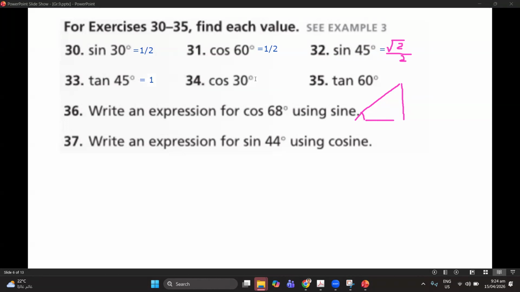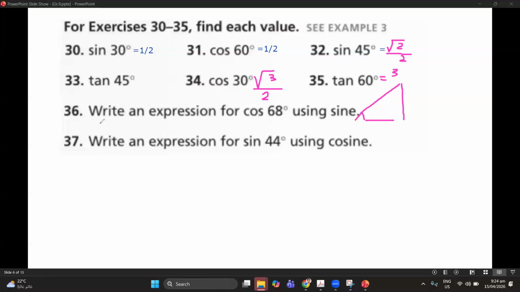What about cosine of 30? Square root of 3 over 2. And tan of 60? Square root of 3.